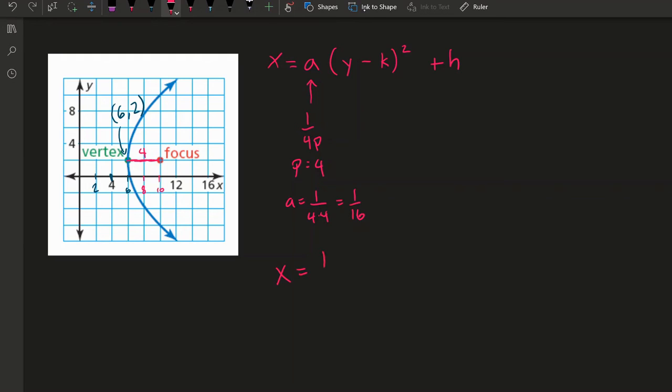So x is equal to 1/16 (y minus the y value of the vertex), so it would be y minus 2 squared plus 6. And that is the answer.